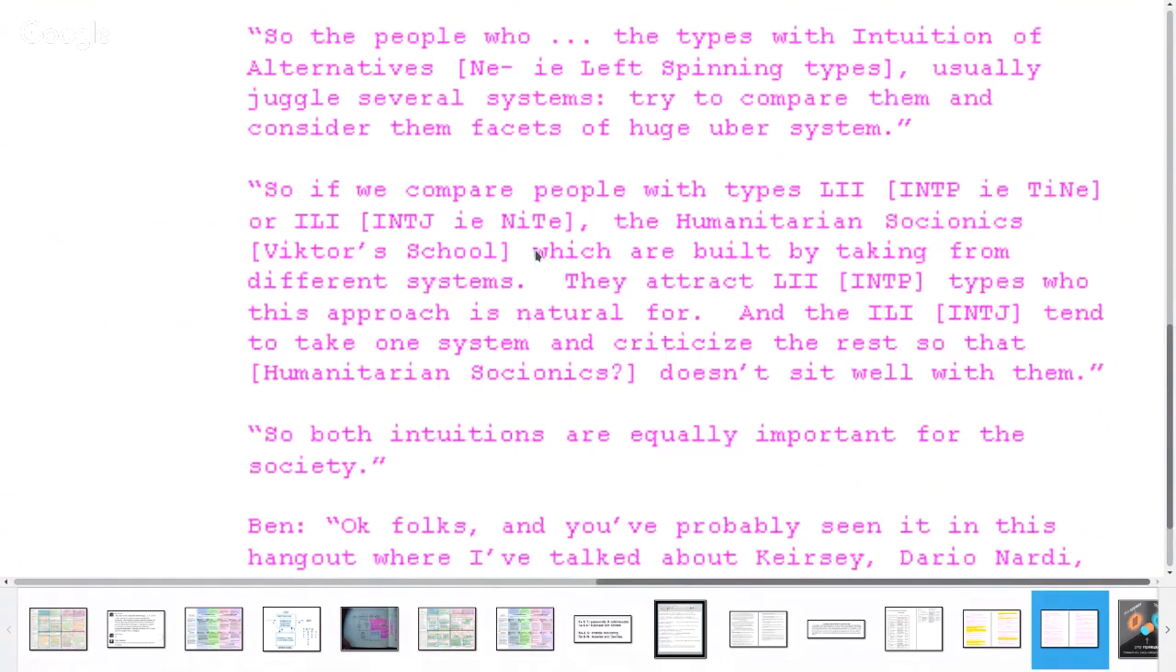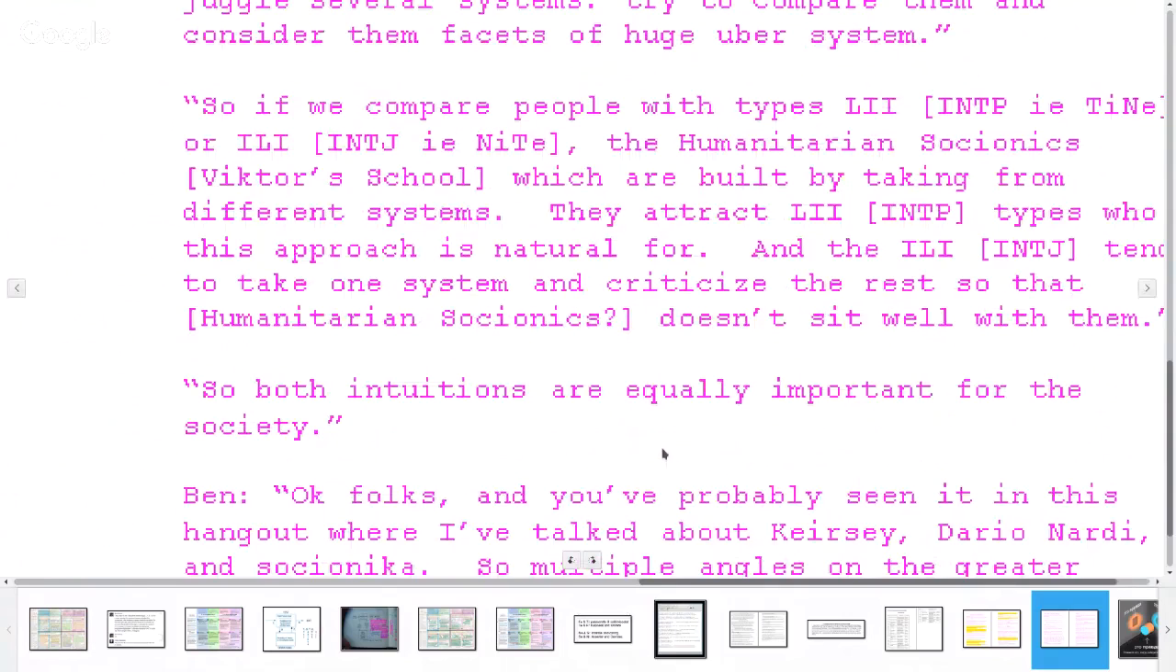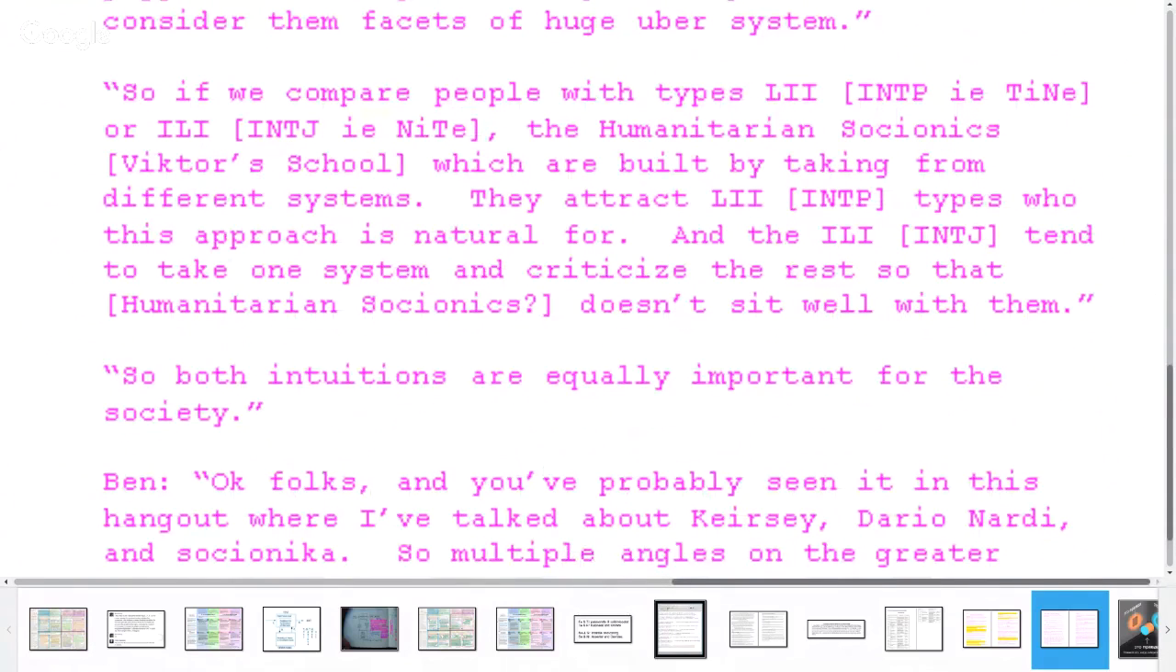So if we compare people with types L.I.I. and I.L.I., the humanitarian socionics, there we go, which are built by taking from different systems. He says that his school attracts TiNx types, L.I.I. types, who this approach is natural for. And the I.L.I. tend to take one system and criticize the rest, so humanitarian socionics doesn't sit well with them.